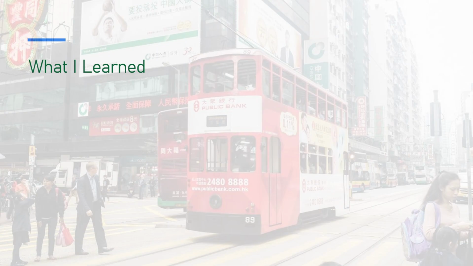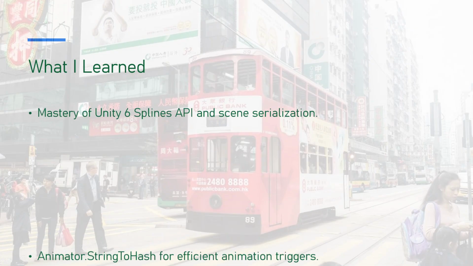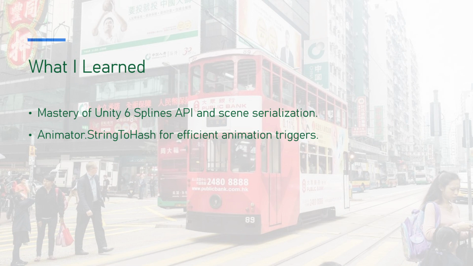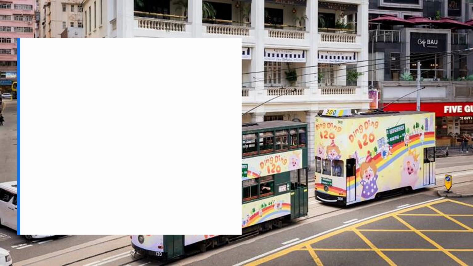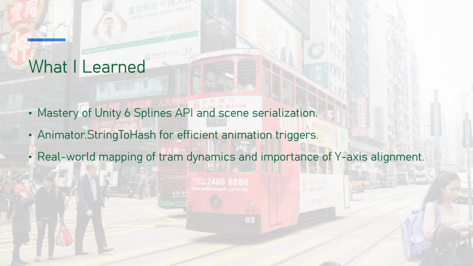This project taught me far more than just technical skills. I gained deep mastery of the Unity 6 Spline API, efficient animation triggering with animator string to hash, and the importance of correct y-axis alignment in vehicle simulation. More importantly, I learned that asset scaling, pipelines, and version control are just as critical as clean code. Resilience and good time management turn out to be essential.